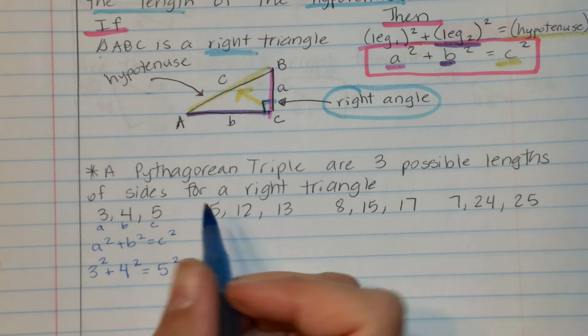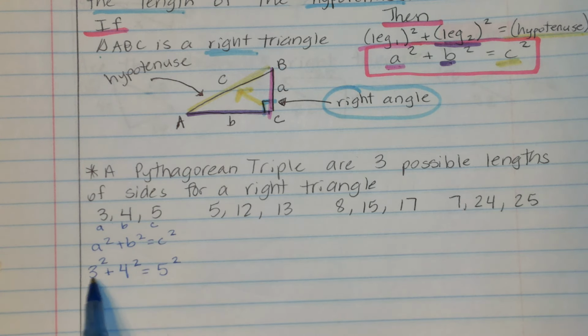Now, if you made a mistake and you're not squaring it, think about it. What is 3 plus 4? 7. 7 doesn't equal 5. Let's see what happens when I actually square the numbers. So when you square something, it means you multiply it times itself.